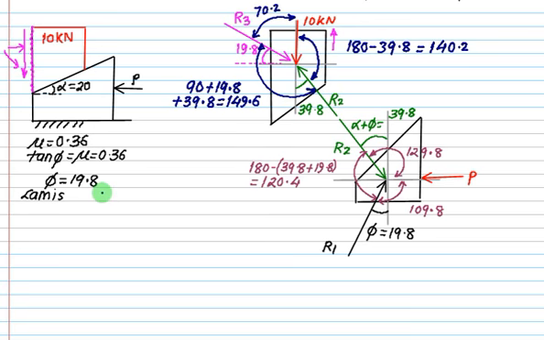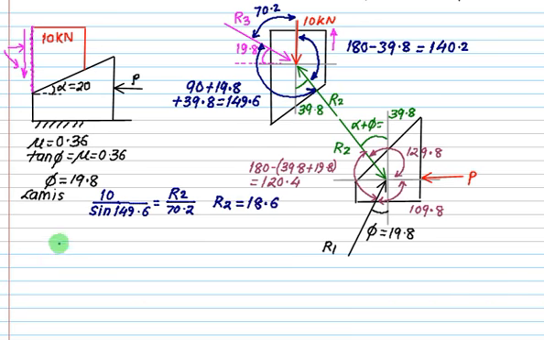Now we can apply Lamy to the block. According to Lamy, 10 divided by the angle between R2 and R3, that is 149.6. We will only calculate R2 because R3 is not required for calculation. So if you want to calculate R2, you have to write down the angle between 10 and R3, that is 70.2. So what is the value of R2?